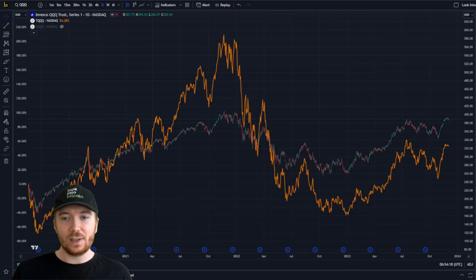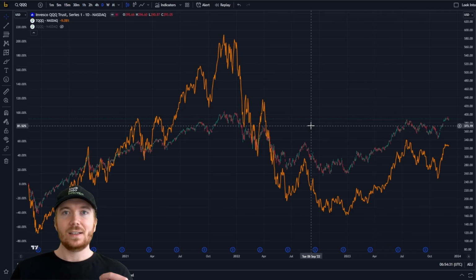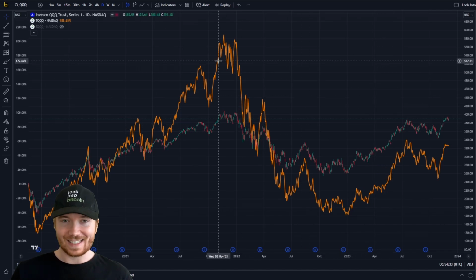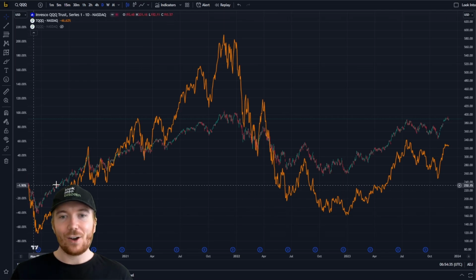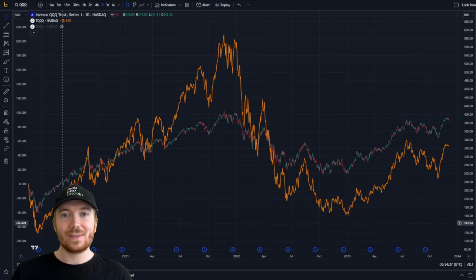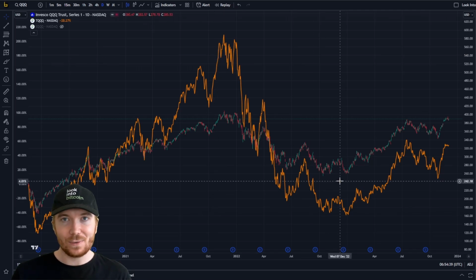If we just go to this chart I've got loaded up here, this is QQQ, which is the NASDAQ. And I've actually loaded up this orange line, which is TQQQ. This is a 3 times leverage long derivative of the NASDAQ. Obviously, during the upside moves, this is outperforming. During the downside moves, this is underperforming.